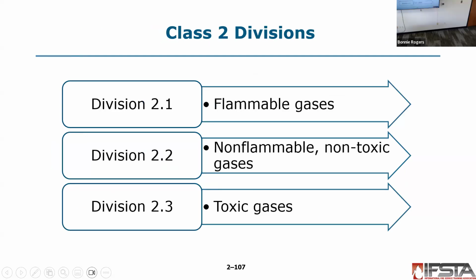So when we look at our divisions, you can look at page 53. 2.1 would be a flammable gas. Can you think of an example? Propane. Methane. How about a non-flammable gas? 2.2. Carbon dioxide. Yeah.